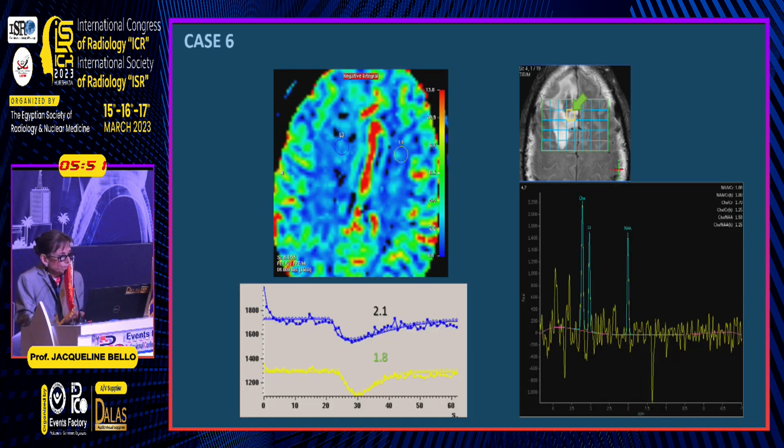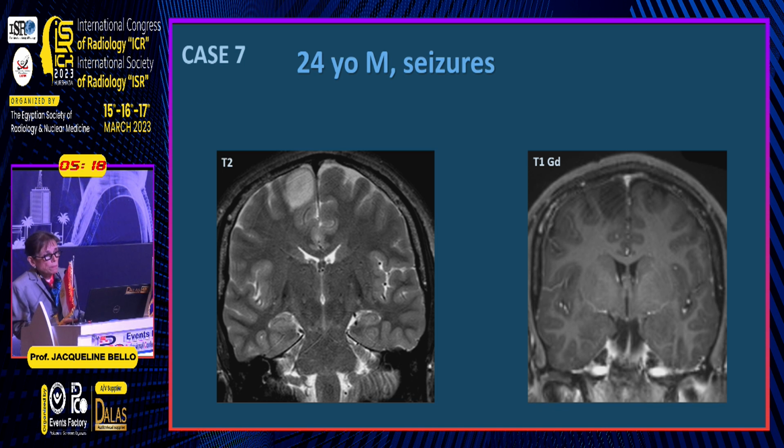We look at perfusion and we can't make much out of it being different from the contralateral side. 2.1 compared to 1.8, not significant. We'll turn to spectroscopy. Choline to creatine, looking about the way it should. NAA at 2 parts per million, not diminished. We're going to jump to case 7 and then compare them.